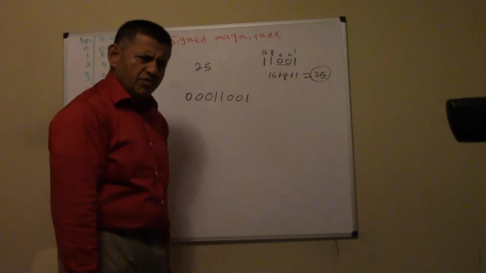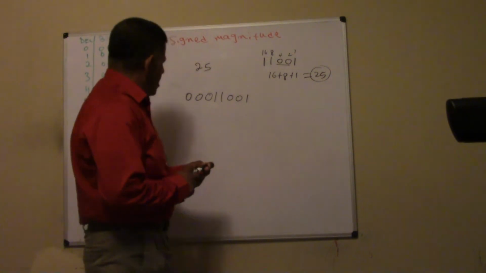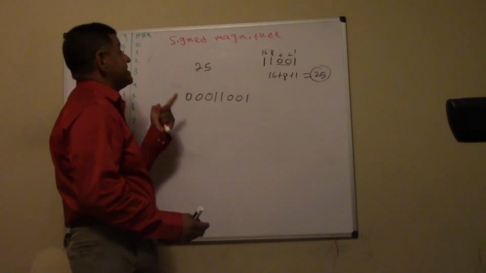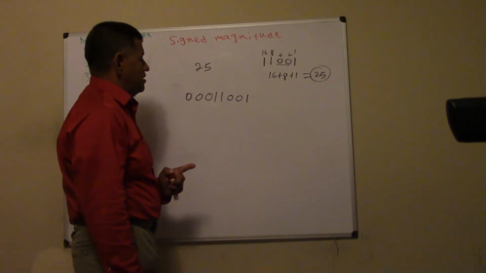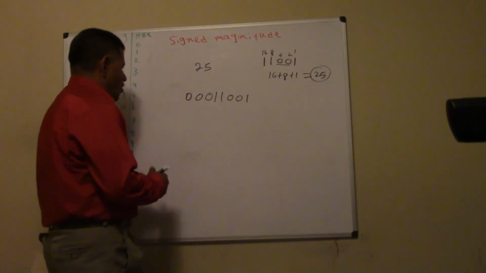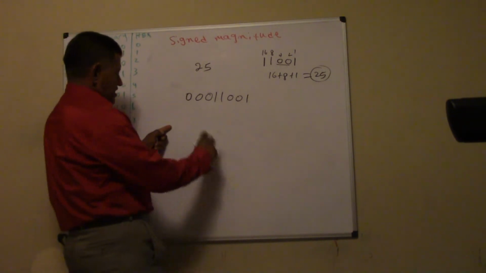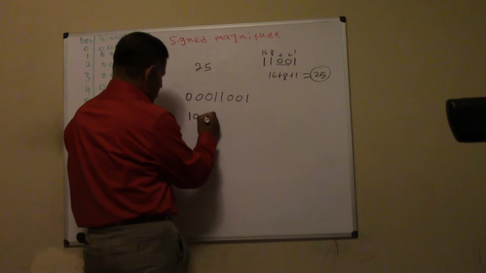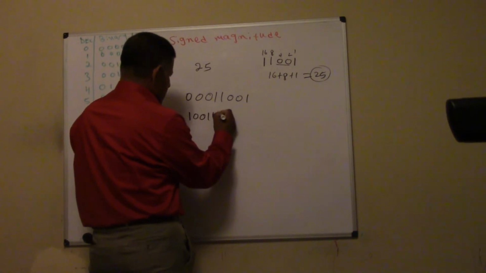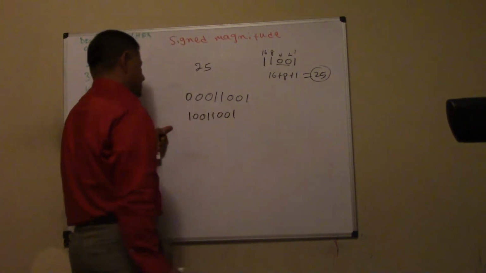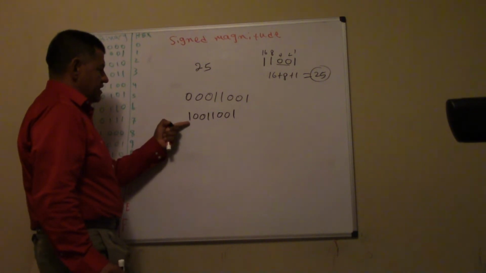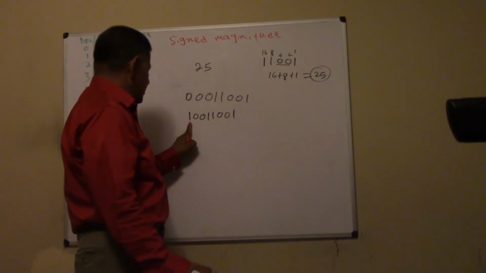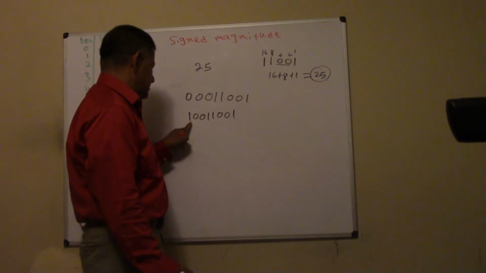That's also a positive number. Okay, so let's say now, for example, you want to represent this in sign magnitude that is a negative. Well, all you have to do in this case is make this a 1, so it will be 1, 0, 0, 1, 1, 0, 0, 1. The leftmost bit will be the negative bit.